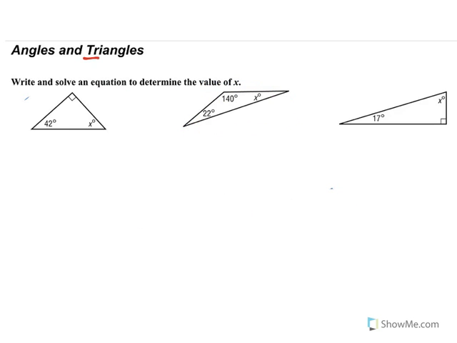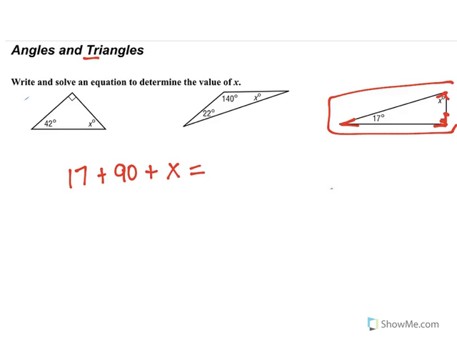Our next and last triangle in this problem is this one. So this is 17 degrees, this is x degrees, and here they didn't give me a number, but I know that it's 90 degrees because it has that little box. So I'm going to put 17 plus 90 plus x. All together, all three angles in a triangle equal 180 degrees. Here's the x. These people are in your room.